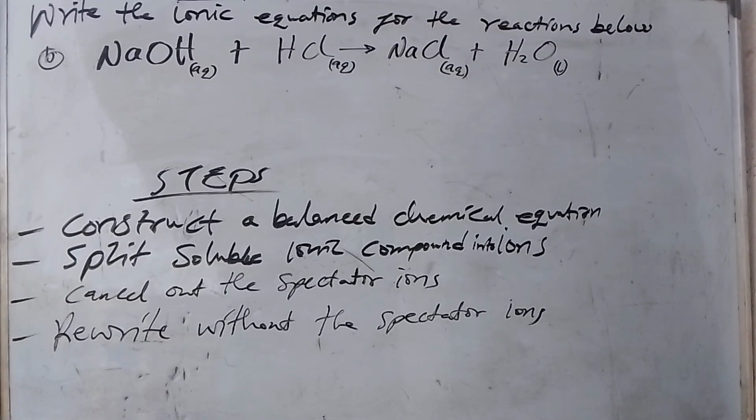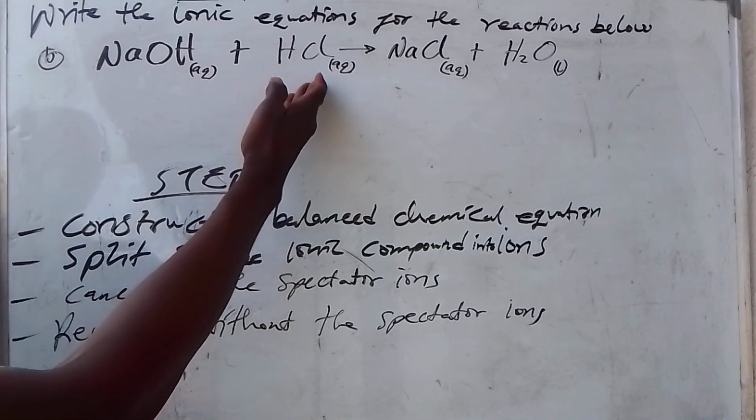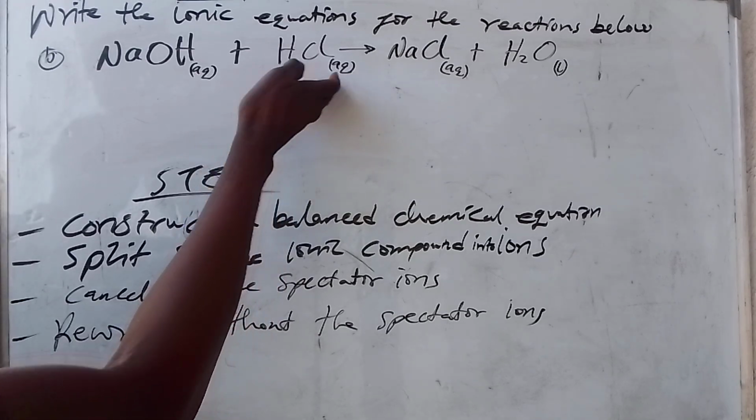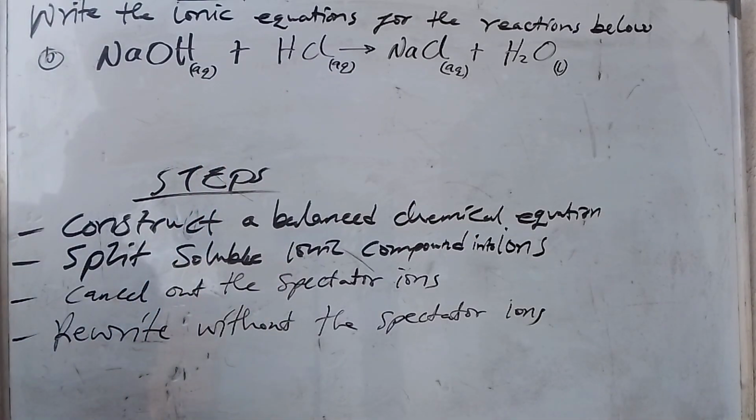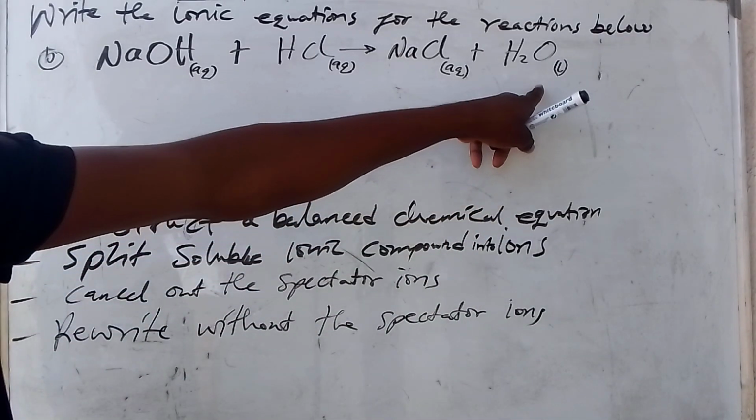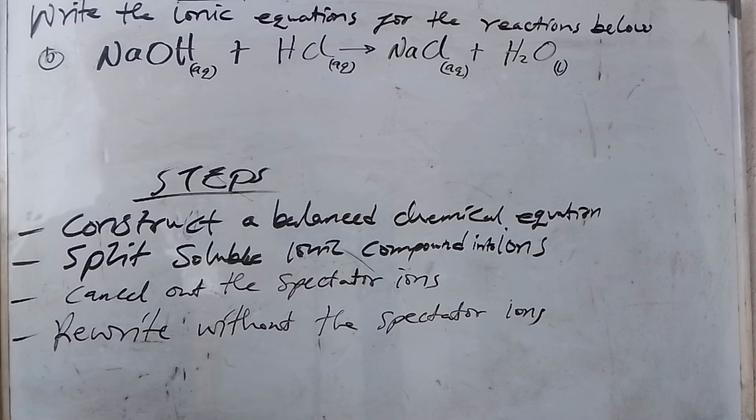Second example on ionic equations. We have sodium hydroxide in aqueous solution, reacting with hydrochloric acid in aqueous solution, to produce sodium chloride in aqueous solution and water, which is a liquid substance.